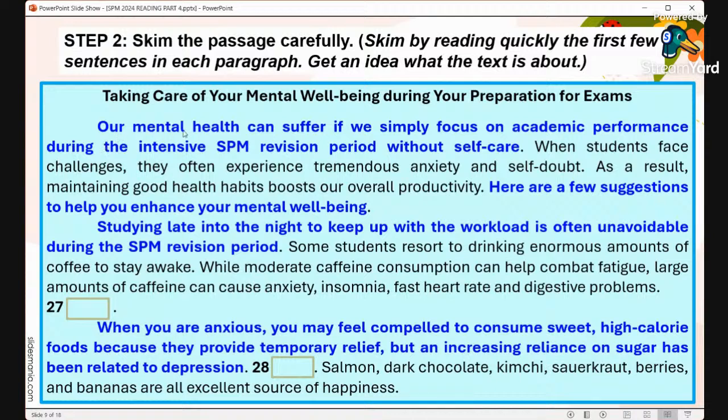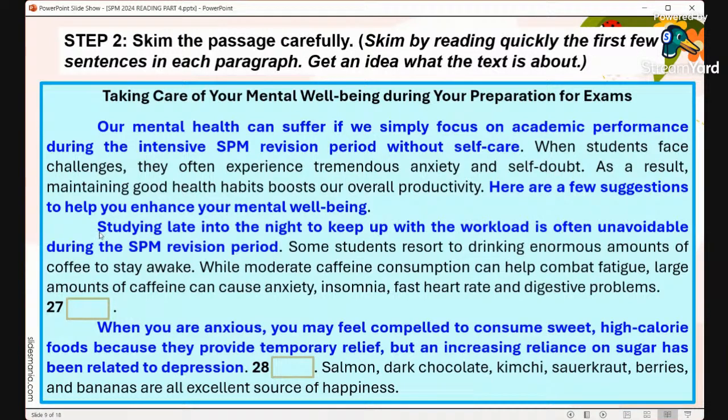So the first one is, our mental health can suffer if we simply focus on academic performance during the intensive SPM revision period without self-care. So here are a few suggestions to help you enhance your mental well-being. So the first sentence tells me that students do not have self-care; they just focus on learning. So it ends with giving suggestions on how to enhance mental well-being.